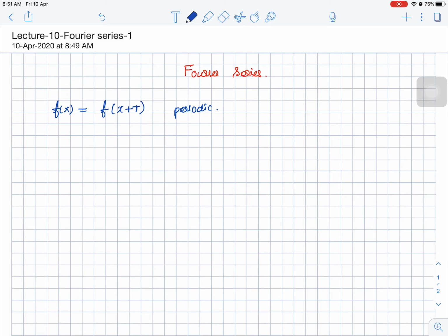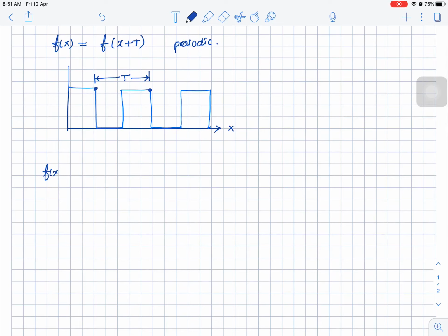So for example, if we have a function, so this is x and I have a function like this and it repeats after some time period like this. It goes on repeating. So if we have a function like this which has the time period between this point and this point, so the time period is T. Then we can write this f of x in terms of sines and cosines.